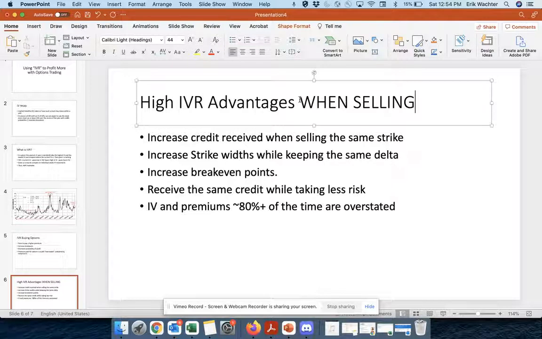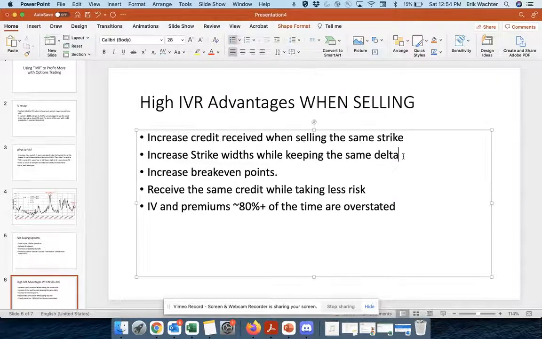What's great is now with that, if we take a 20 delta option where the IV rank is low, you're not going to receive quite as much of a credit. Another thing is we can increase the strike widths while keeping the same deltas. By doing that, that's going to increase our probability of profit. So that's sort of what this is saying: increase the break-even points. And we can receive the same credit while taking less risk.